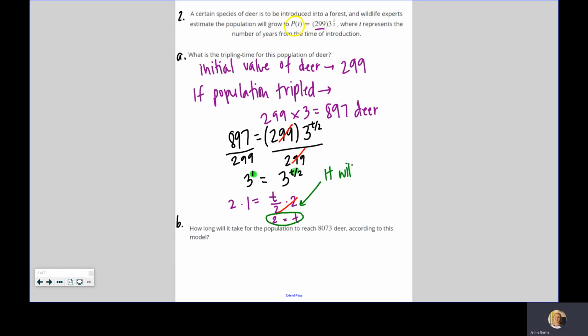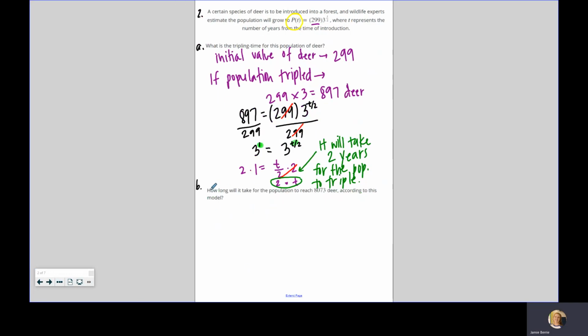It will take 2 years for the population to triple. Now again, I knew that it was years because it says t represents the number of years from the time of introduction. So that means in order for the population to reach 897, which would be triple the original amount of deer, it would take 2 whole years for that population to reach that amount.